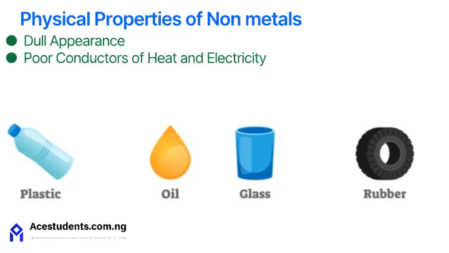Nonmetals are generally poor conductors of heat and electricity. This makes them useful as insulators. But there is an exception: graphite, a form of carbon, conducts electricity well due to the movement of electrons within its layers.